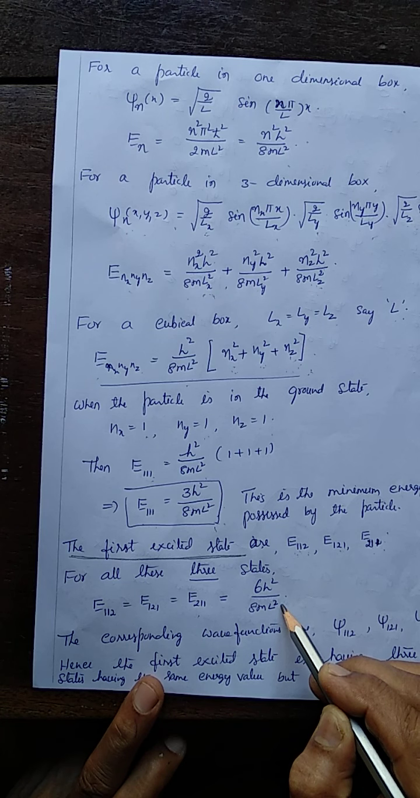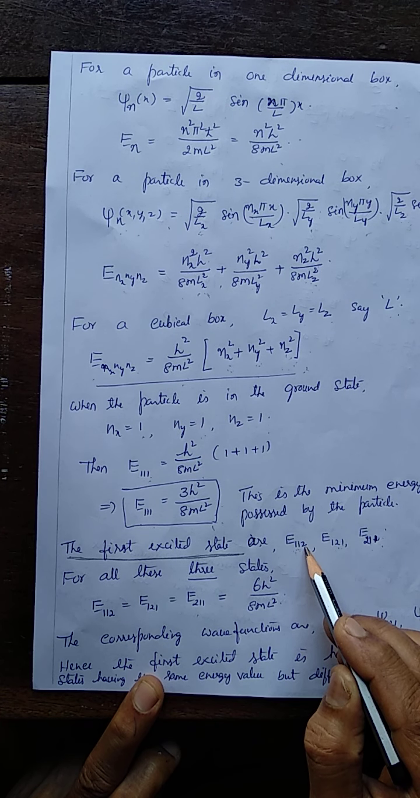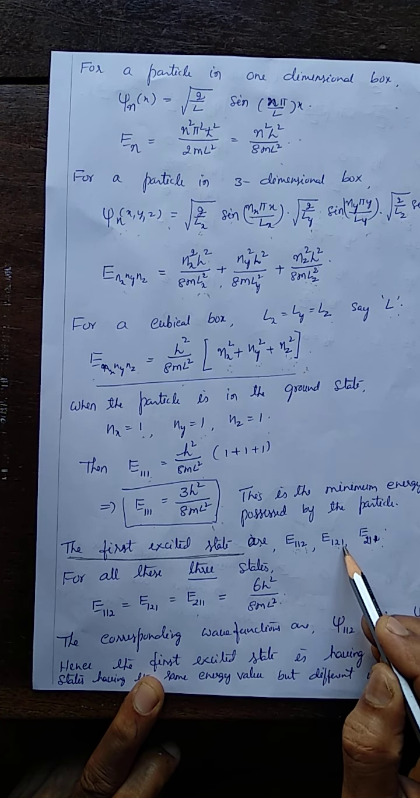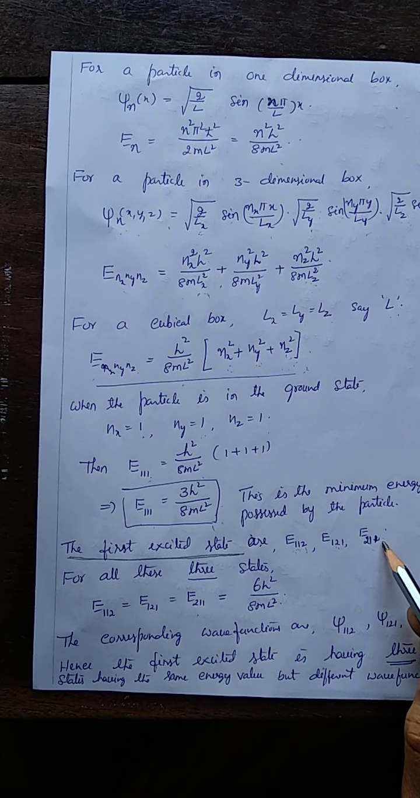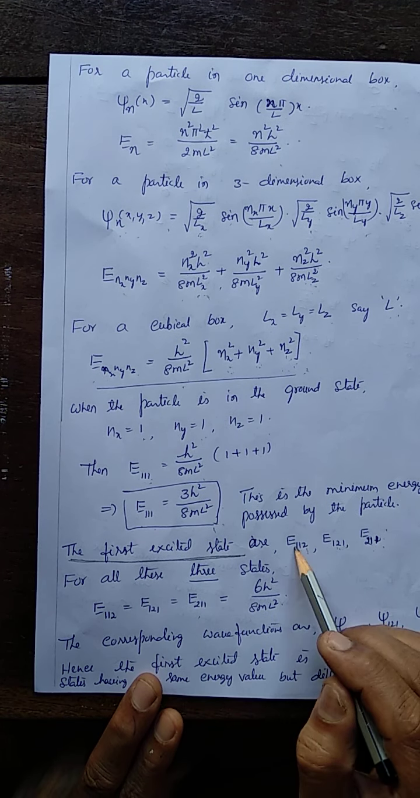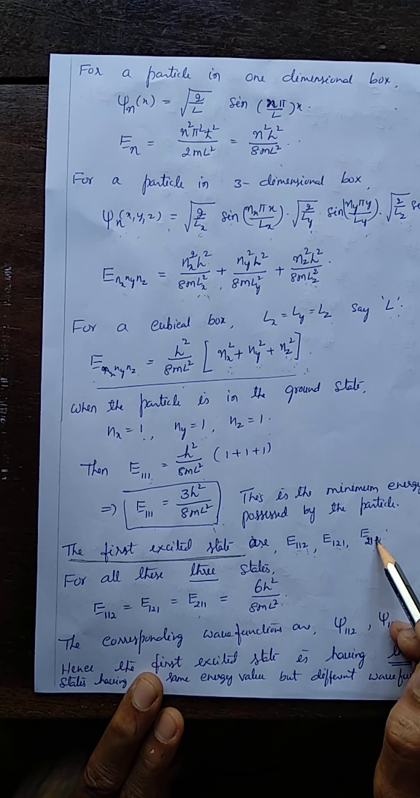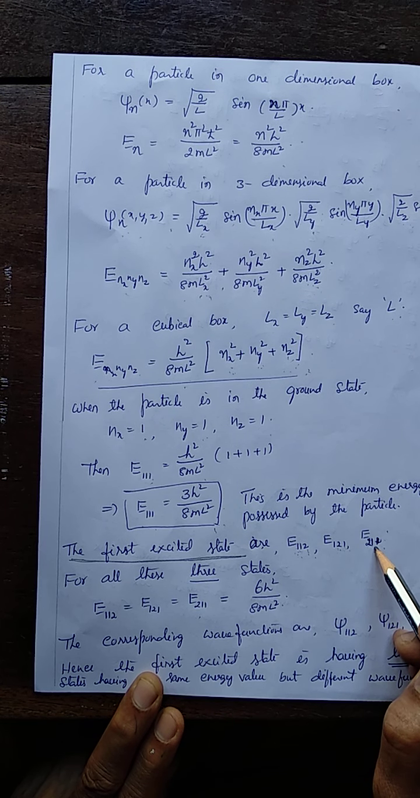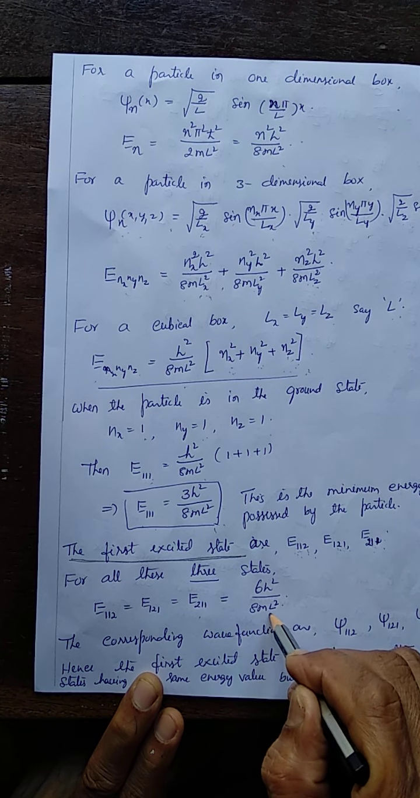Why the same energy? 1 plus 1 plus 2, 1 plus 2 plus 1, 2 plus 1 plus 1, all the same. So all these three states are different. For a given excited state 2, there are three different states having the same energy value.